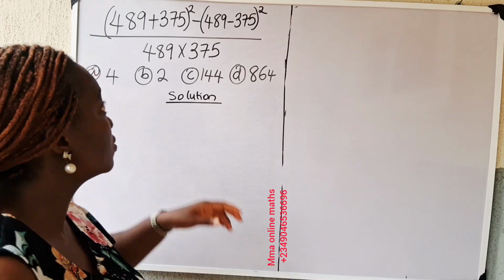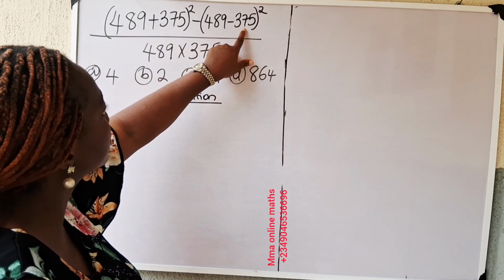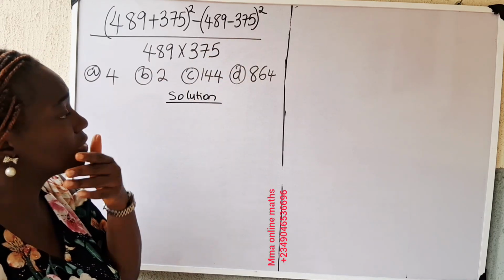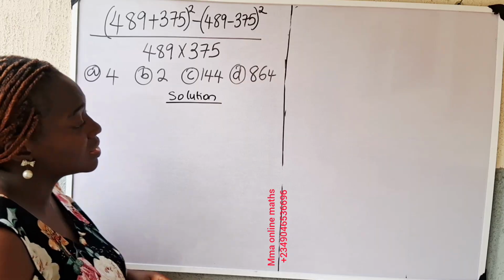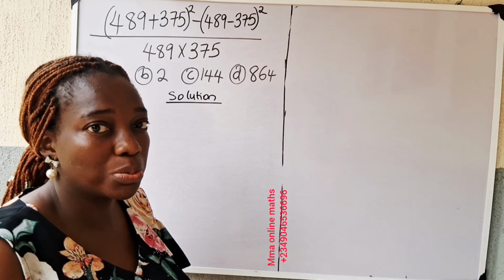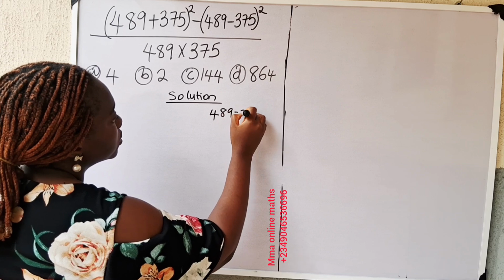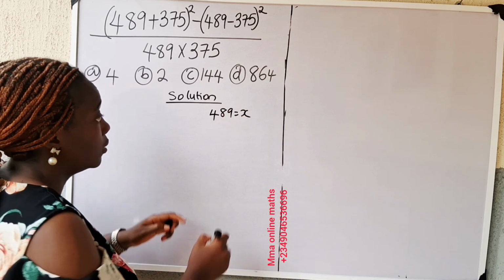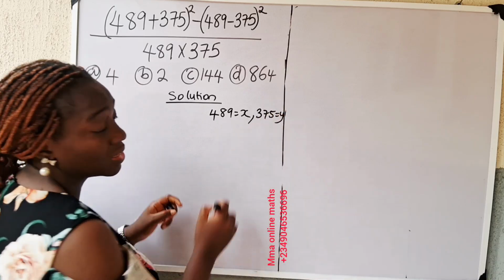Now, let's observe. We have 489, 375, 489, 375, 489, 375. We have the same numbers repeating. So, let's take each of the numbers to mean an alphabet. Let's say 489 should be represented with X, okay? And then 375 should be represented with Y.